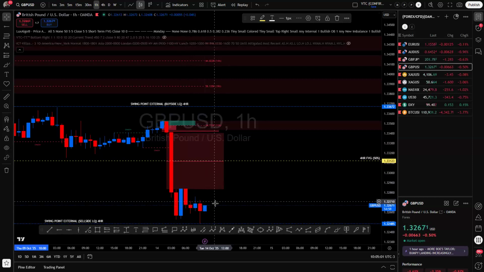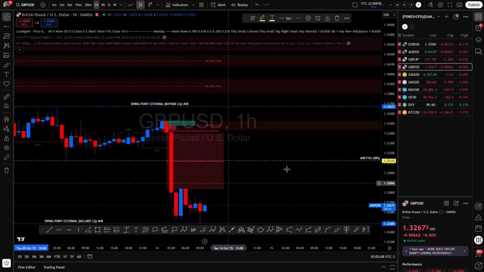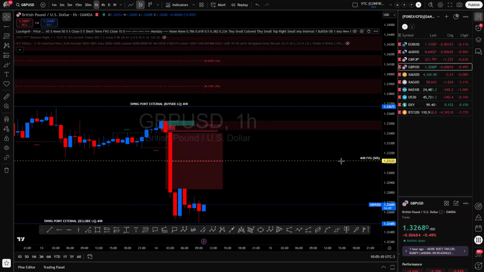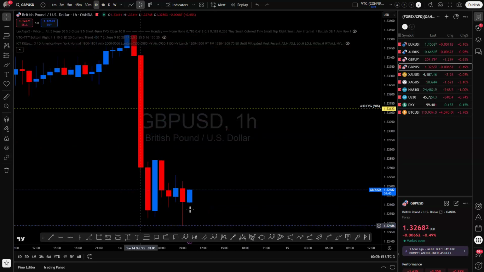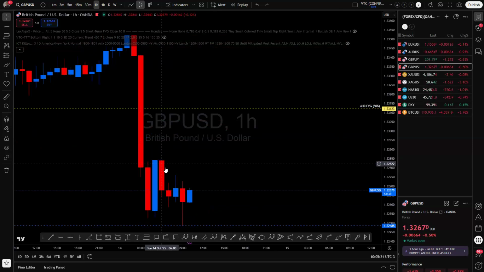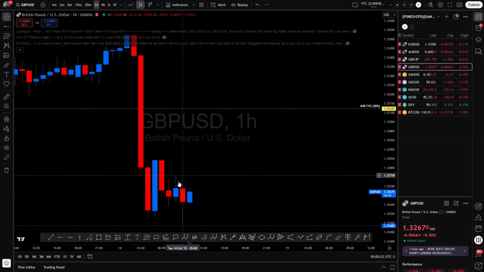At this point, price hasn't fully done its manipulation yet, and that's what I'm looking for. We haven't seen a full manipulation move yet, in my opinion. This may be the manipulation move, maybe not.